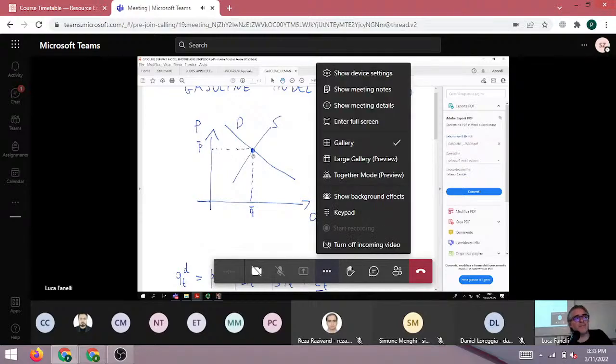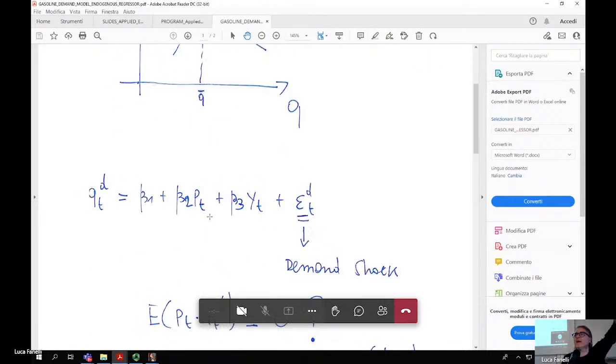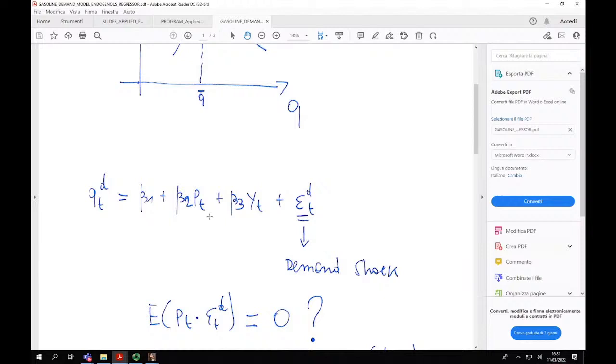On the market, price and quantities are determined simultaneously. In the model we have estimated with OLS, it is as if we are saying, first we have the price, and then the price causes the quantity. We're not actually capturing the way the market for gasoline works.